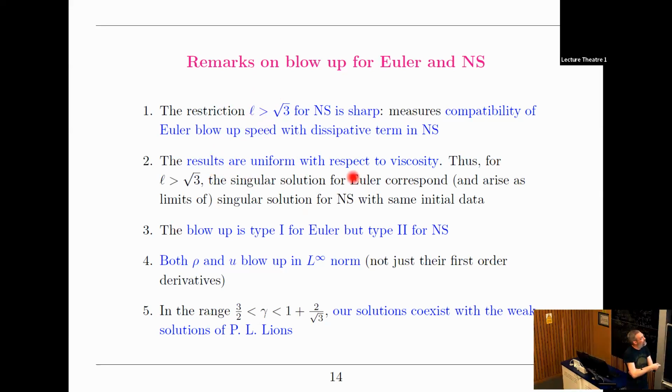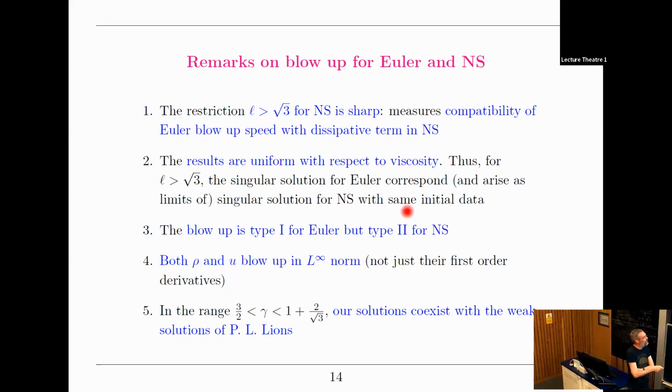Second, the results are uniform with respect to viscosity. In other words, if you are in the range where you can produce blow-up solutions both for Navier-Stokes and Euler, then you get blow-up for the same initial data, and in fact, the proof is uniform in viscosity. You can pass from Navier-Stokes to Euler in the limit, and you will get the blow-up solutions for Euler from the world of Navier-Stokes.